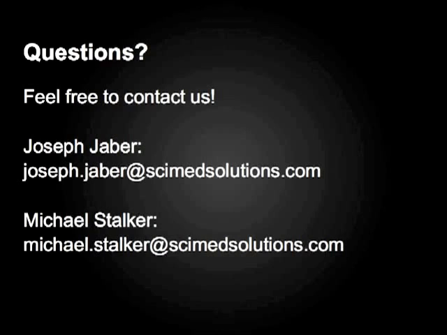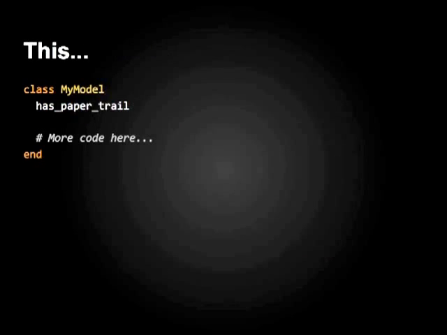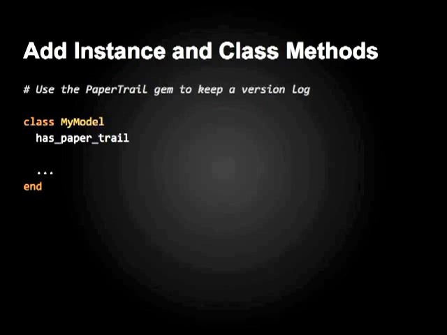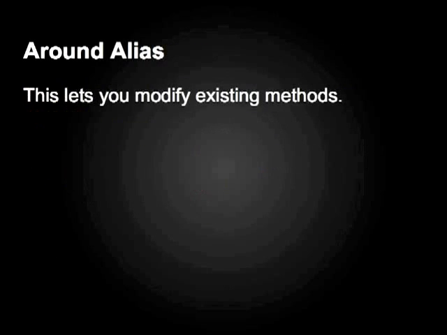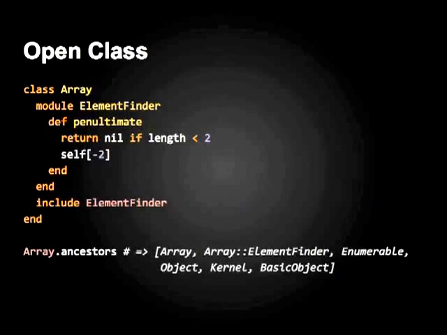Michael, yes. Go back to the slide where I tried to interrupt you, the one right before the gotchas. Yeah. So you're right, you don't want to override or overwrite methods. The gotcha on this one is that if Array already had a method called penultimate, this one would never get called, because you're including it as a module, so it's actually after the class itself.